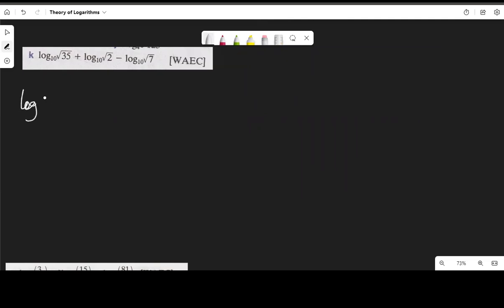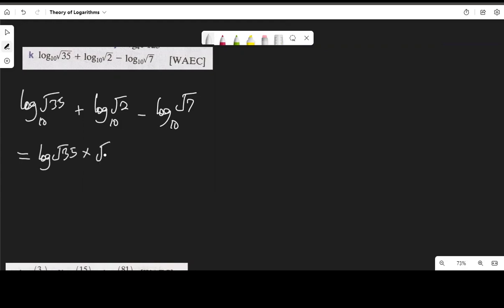log root 35 to base 10 plus log root 2 to base 10 minus log root 7 to base 10. Or if I apply the laws of logarithm, this first one here will be log root 35 times root 2 to base 10 minus log root 7. And that will be log root 35 times root 2 is root 70.